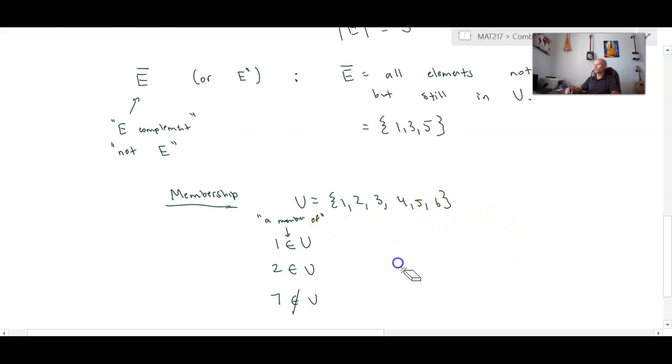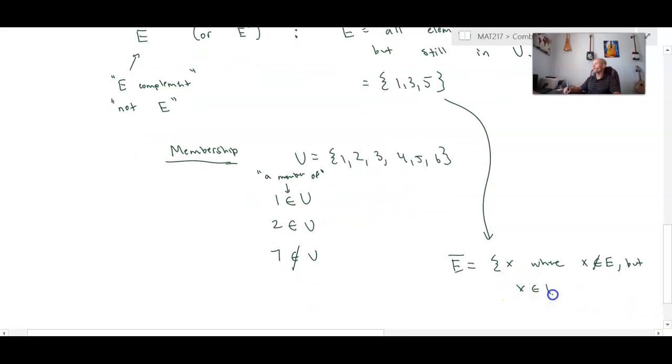Now I'm going to remove this because these are now true statements. 1 is an element or a member of U. 2 is a member of U. 7 is not a member of U. That's just a notation that we use to really concisely describe membership. And what that allows me to do, as well as back up here, I could say from before, E complement, that's the set of all elements X, where X is not a member of E, but X is a member of the universe.